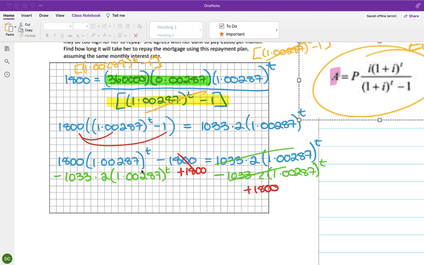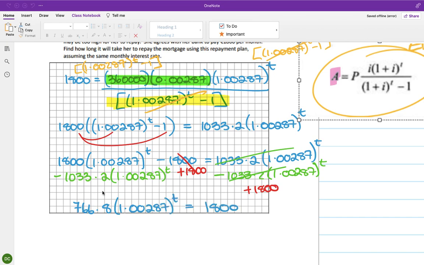So these both have the same variable, which means they can be subtracted. So it's like having 1800x minus 1033x. You can subtract them and just keep the variable. So 1800 minus 1033.2 is 766.8 times 1.00287 to the power of t equals, and all I have on the right there is 1800.